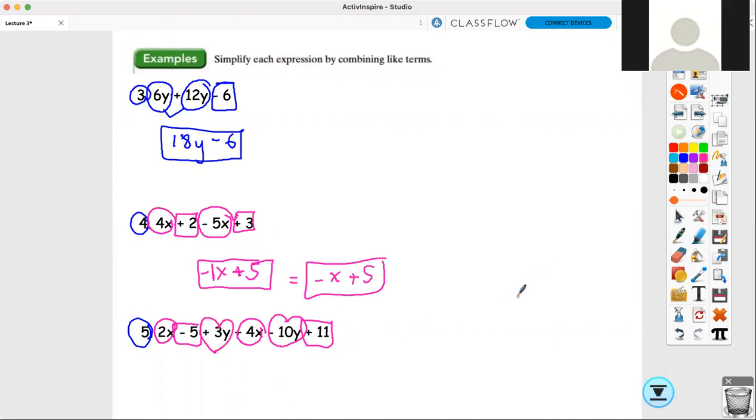All right. Now, if there's more than one letter in an expression, guys, you're probably wondering, well, what's the proper notation? What should go first? I want alphabetical order. So the X term will go first, then the Y, and the constant term is always last. All right, guys. So let's look at what we get for the last one.